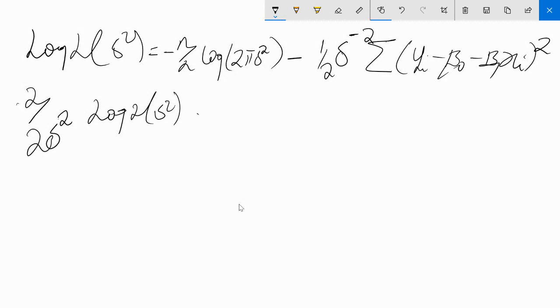So from here we differentiate. This is the constant, but because it's multiplied with a term which has sigma squared, it's not going to be 0. So we're going to have this constant. We're differentiating the log of 2 pi sigma squared. Remember, we're differentiating with respect to sigma squared.